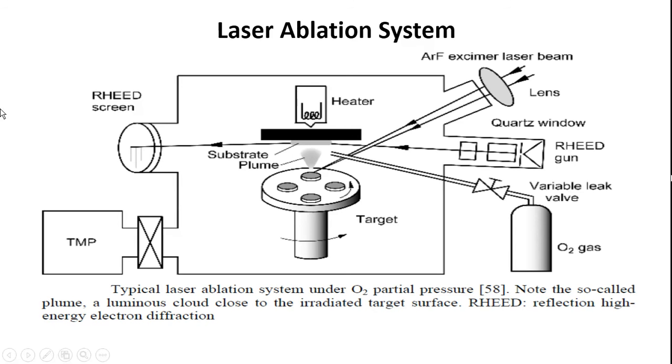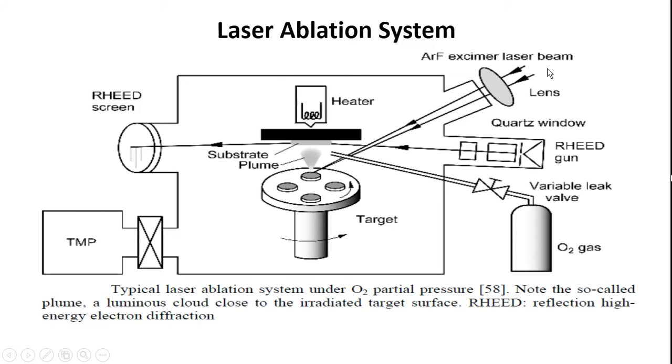So this is the basic arrangement schematic diagram for a laser ablation method. Here this is the target. Different targets are here, small area targets of different sizes and different materials. That is because complex films are produced, so targets of different materials must be here. For each target there will be plumes of the material produced.